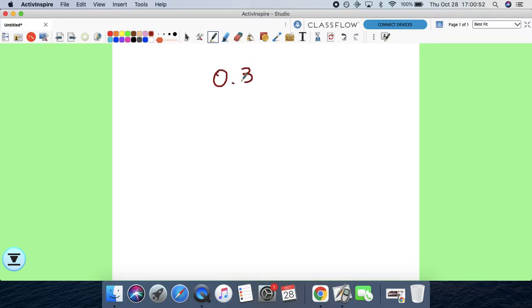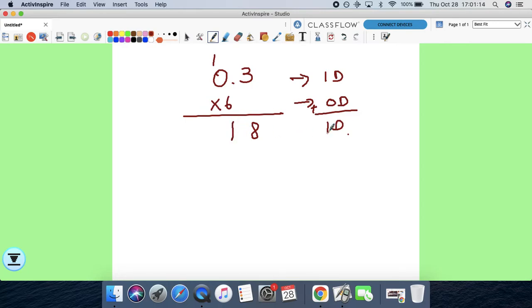We're going to do this times 6, right? So here there's 1 decimal place. There's 0 decimals, right? So my sum, my total, my answer has to have 1 decimal place. So 6 times 3 is 18. Carry 1. 6 times 0 is 0, plus 1 is 1. So 1 decimal place, where do I put the decimal? Right here.